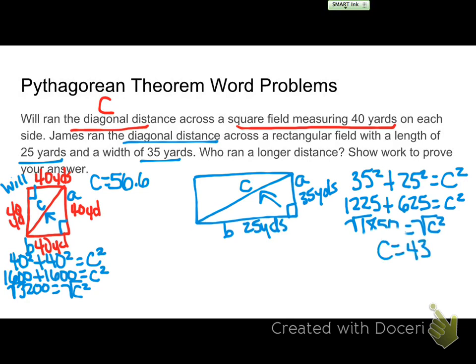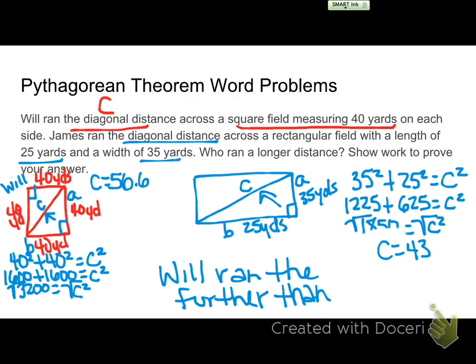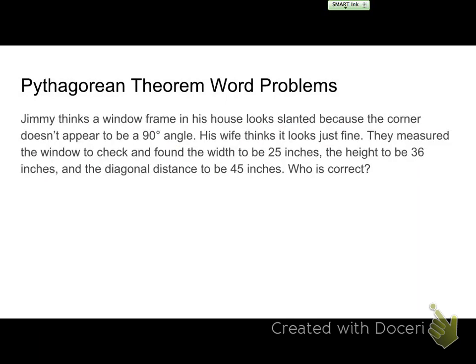So who ran the furthest? Will. So Will ran further than James. Okay, so that one you had to compare, right? If I was a good guesser, I would say that there's going to be a lot of comparing on the TN Ready test.